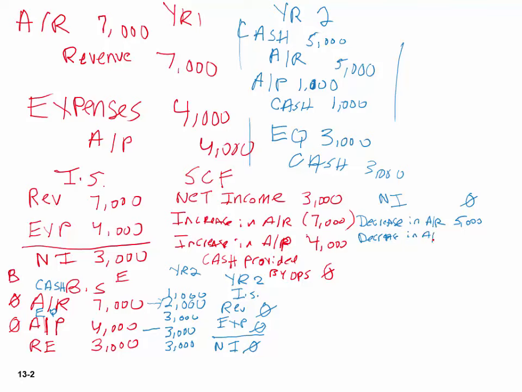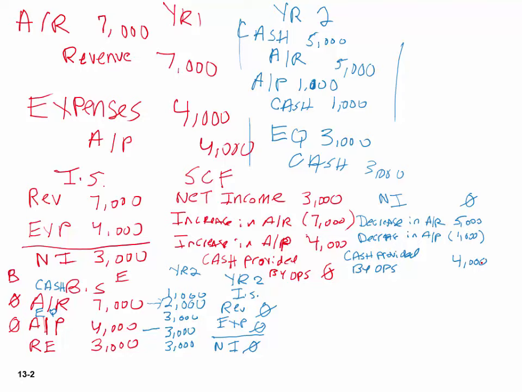In accounts payable this time. And what happened? Even though there was a decrease in accounts payable, the paying of an expense that I had in another year didn't affect my net income. It did decrease my cash, didn't it? So what am I going to do? I'm going to subtract out 1,000 here. Good. With me so far? Okay, so my cash provided by operations here is now going to be what, $4,000? With me so far? Cash provided by operations is 4,000, right?